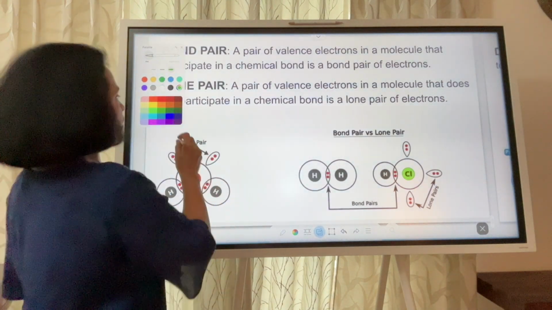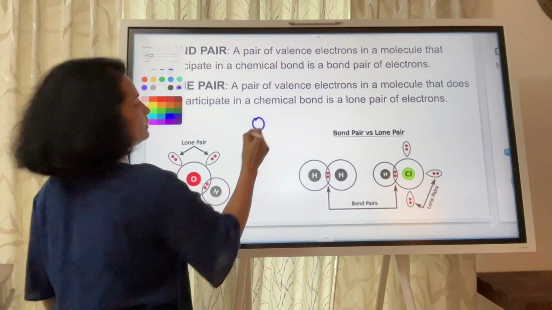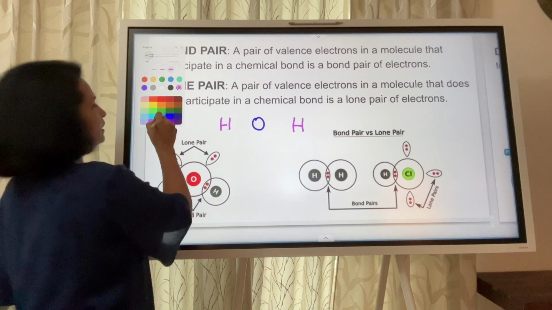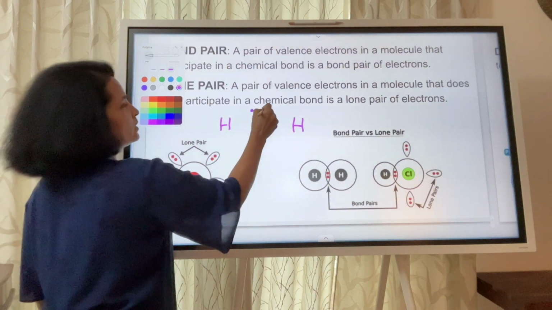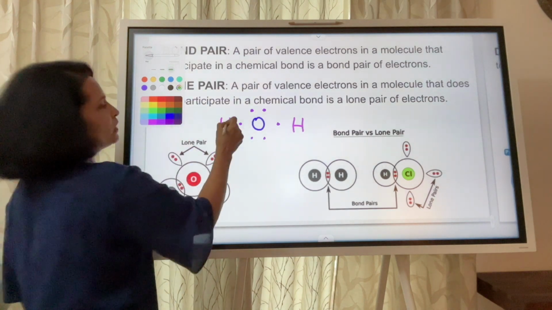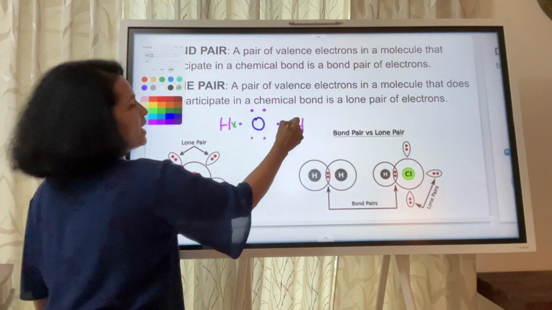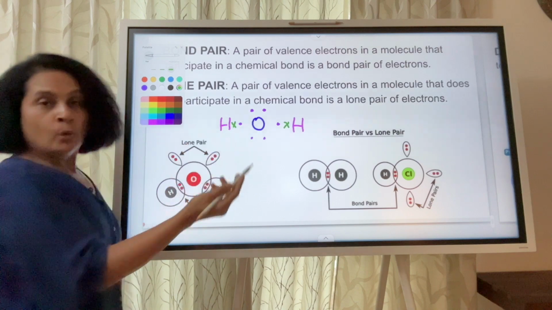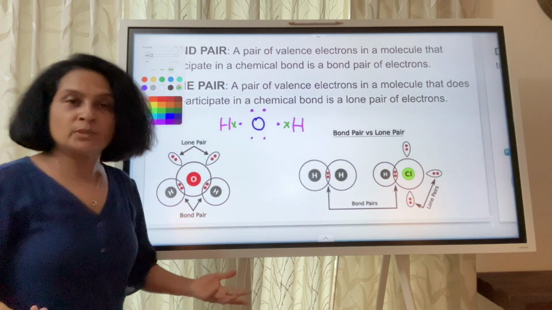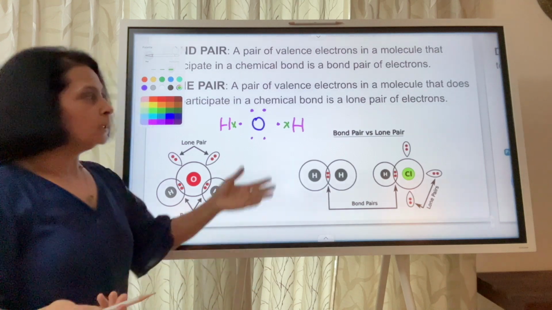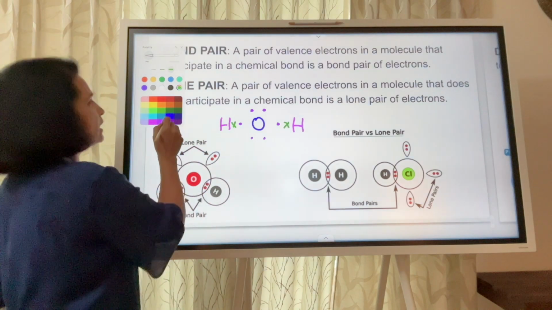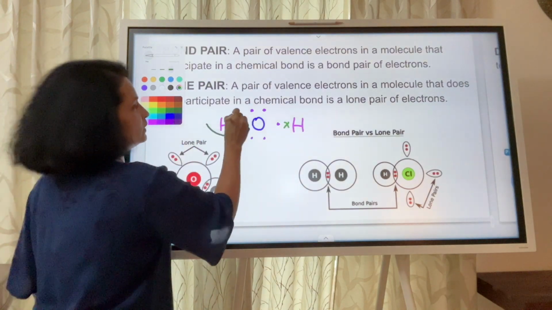Now, water molecule has one oxygen atom and it has two hydrogen atoms. Oxygen has 6 valence electrons, so 1, 2, 3, 4, 5 and 6. Hydrogen has 1 valence electron, so 1 and 1 here. Both are trying to complete their stability, that means hydrogen is trying to attain the state of duplet, oxygen trying to attain the state of octet. So what has happened? This has happened.